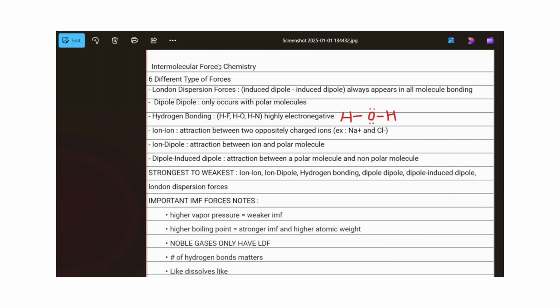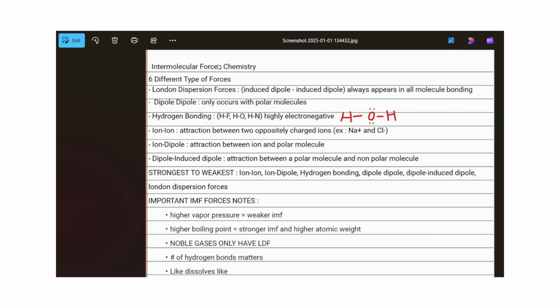And the number of hydrogen bonds matter in determining the overall strength of hydrogen bonding. So for example, if we had H2O and if we had HF, H2O has stronger hydrogen bonding compared to HF. Even though fluorine is more electronegative, H2O is still going to have a stronger hydrogen bonding because of how many bonding points it has.